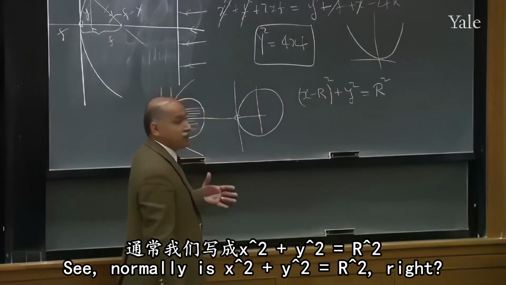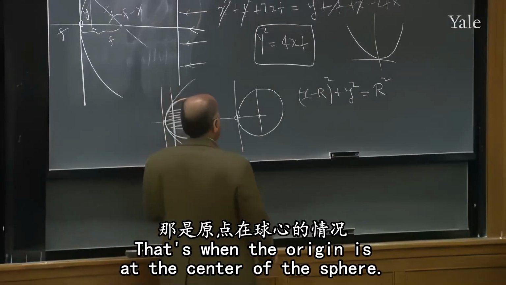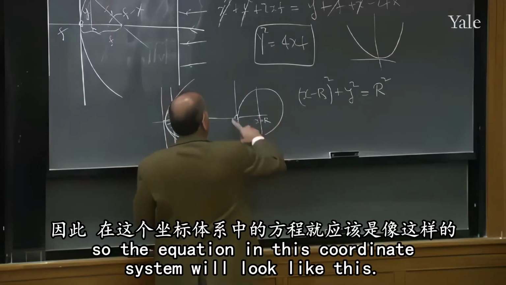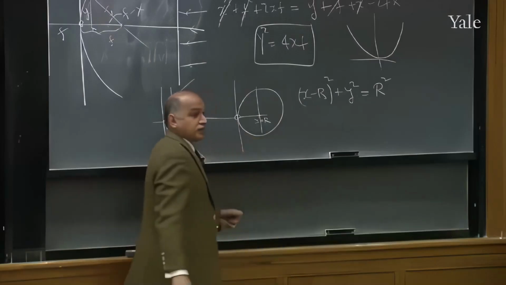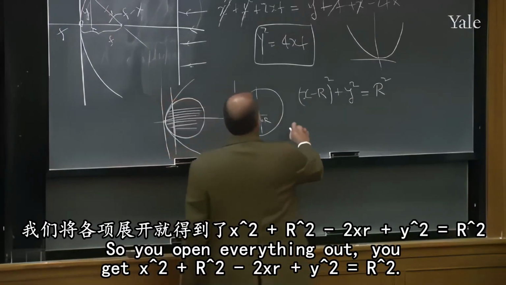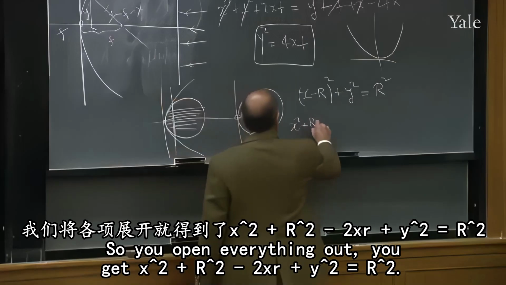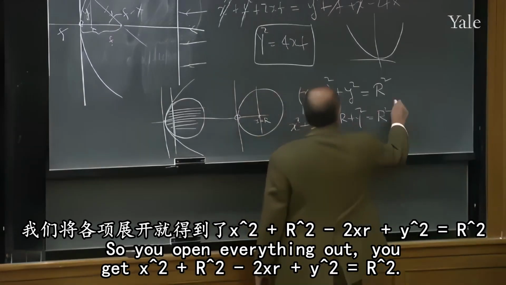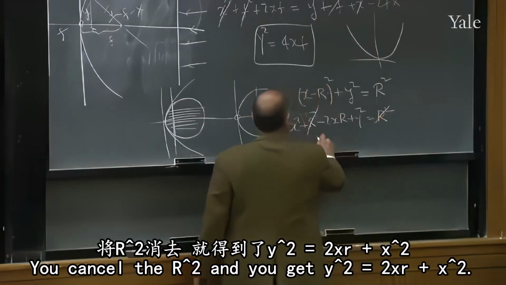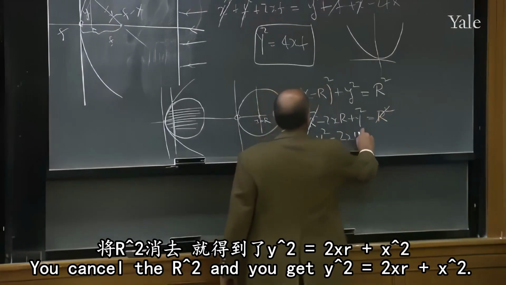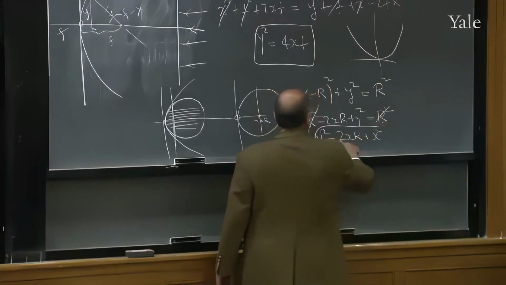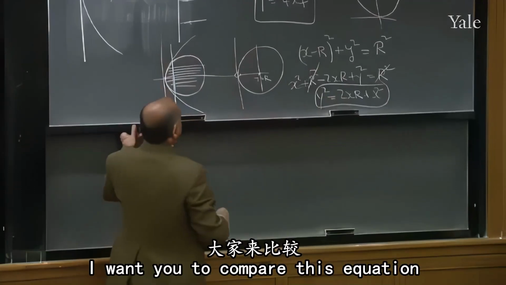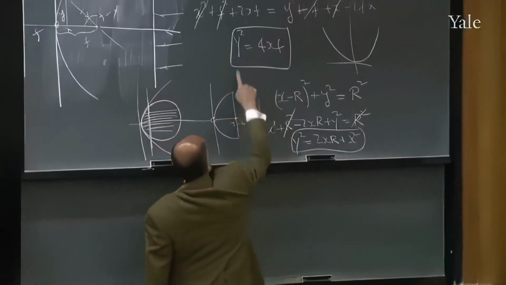See, normally it's x squared plus y squared equal to r squared, right? That's when the origin is at the center of the sphere. But the center of this sphere is at a point x equal to r, so the equation in this coordinate system will look like this. So you open everything out, you get x squared plus r squared minus 2xr plus y squared equal to r squared. You cancel the r squared, and you get y squared equal to 2xr plus x squared.